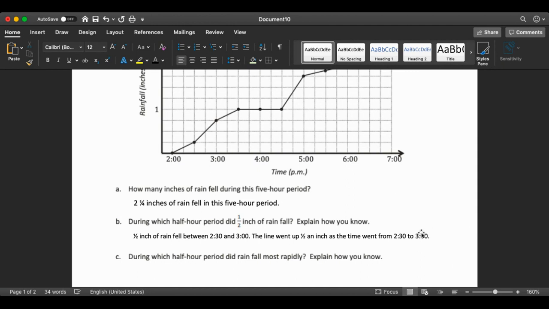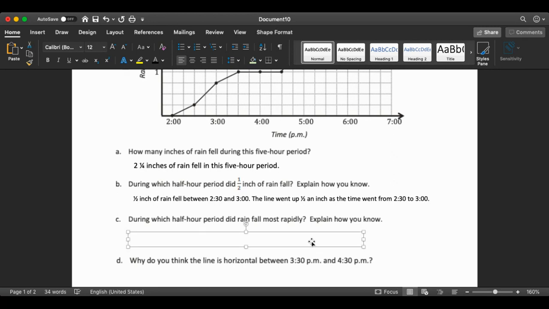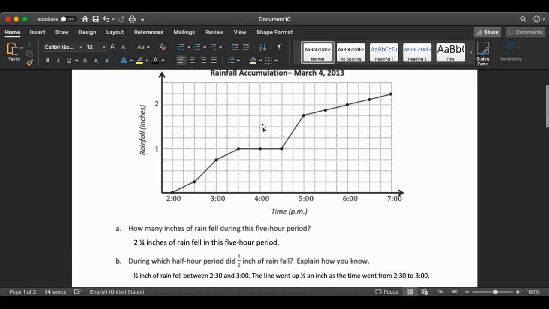Next it says, during which half-hour period did rain fall most rapidly? How do you know? Okay, so the more you use a line graph, the more you know what the data means. If this is rainfall, I am looking for a half-hour period of time between two of these data points, the period that had the most rainfall. So, all right, how do I find that?